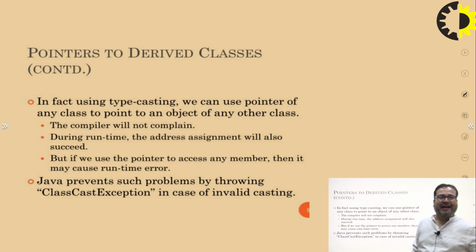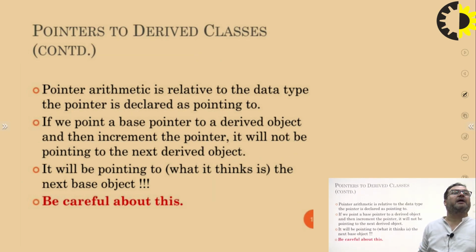Now, pointers to derived class. In fact, using typecasting, we can use a pointer of any class to point to an object of any other class. The compiler will not complain, and during runtime the address assignment will also succeed. But if you use the pointer to access any member, then it may cause a runtime error. Java prevents such a problem by throwing a class cast exception in case of invalid casting.